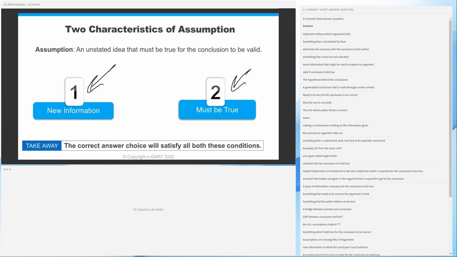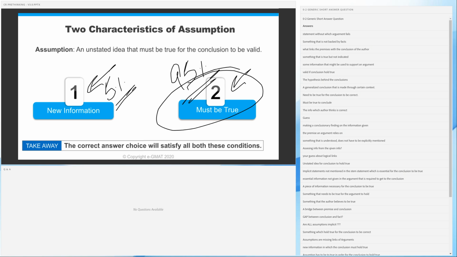Now, 95% of the questions would play on this must be true aspect. So this is where most of the challenging questions are as well. But 5% of the questions will play on this new information. And these questions essentially are rare, but they do exist.